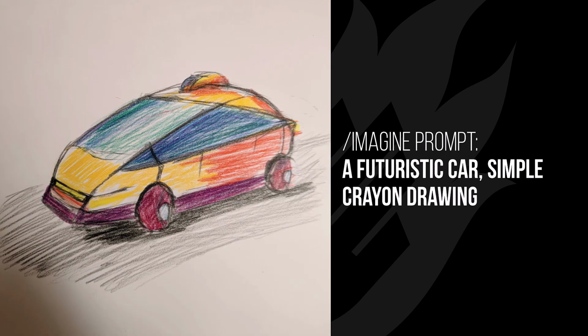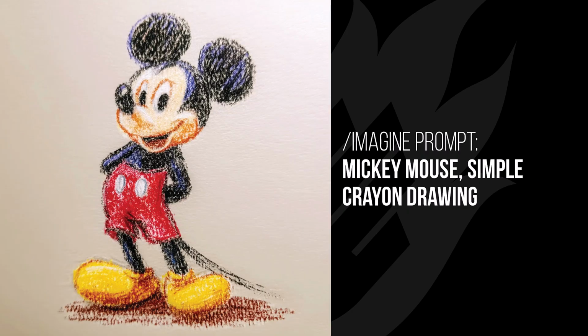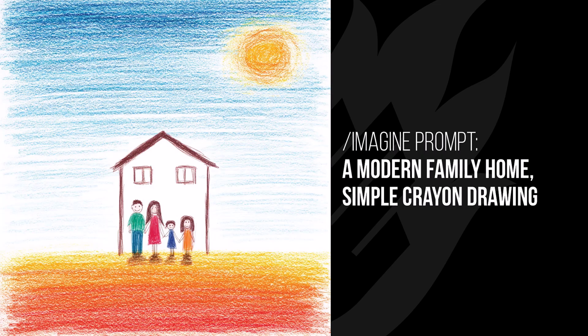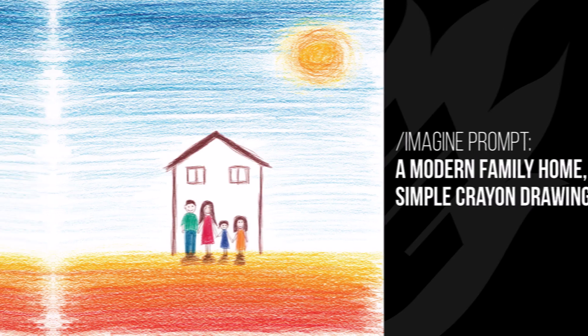The futuristic car here, I love the way it looks like a kid has drawn that, but the way it is consistent with the line work and the way it kind of has a little bit of overlap is a really good job of recognizing that style. And the modern family home, I loved the way it just had 4 people drawn in front of it. I thought that was pretty cool.